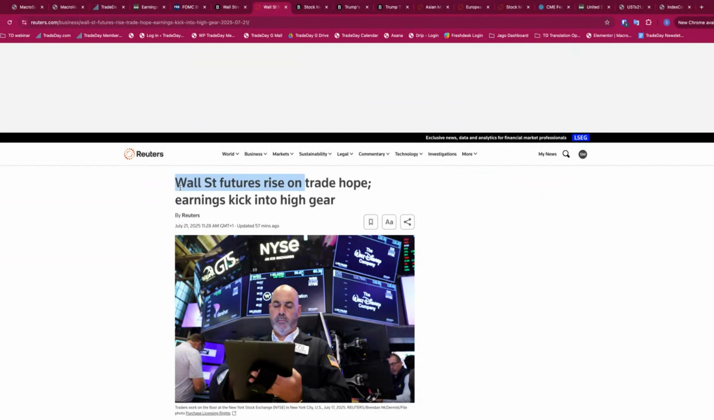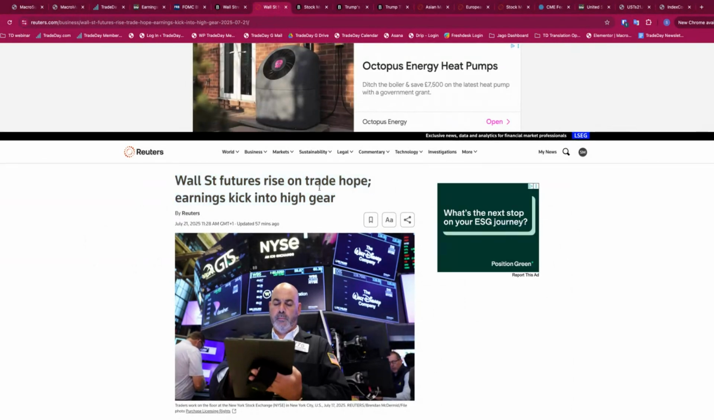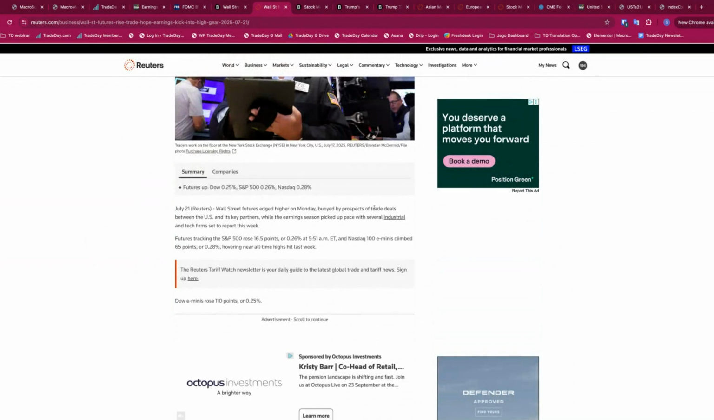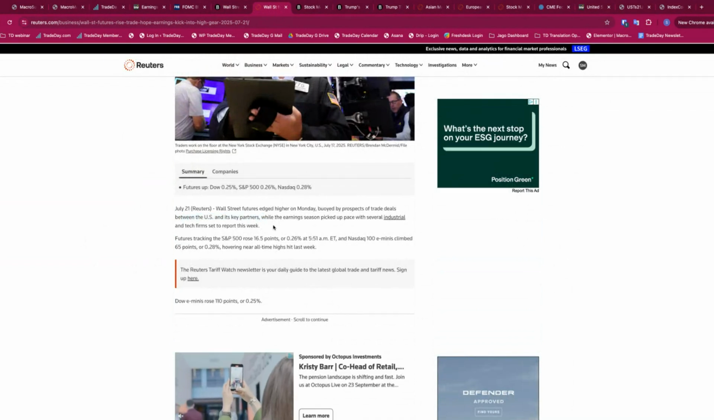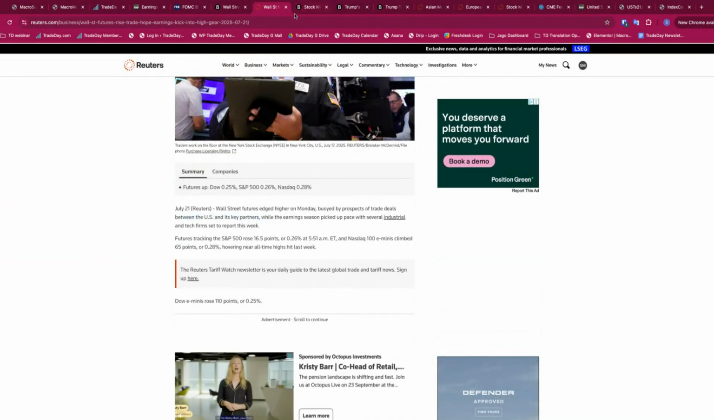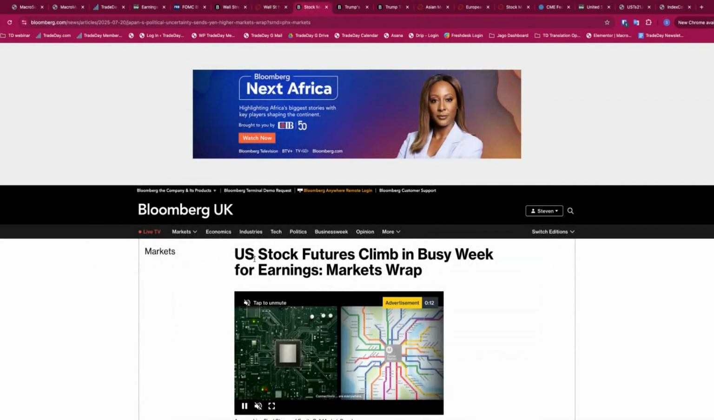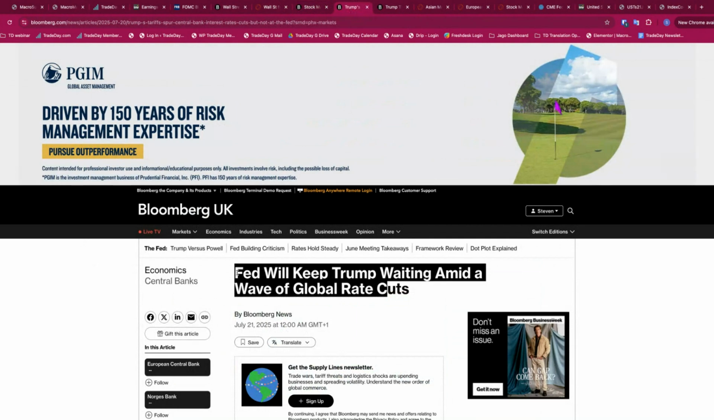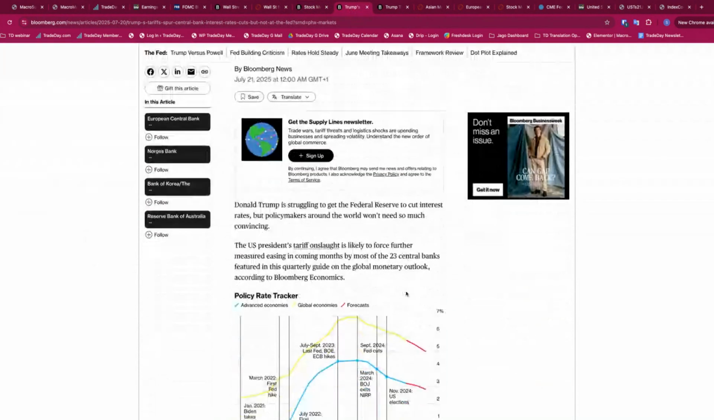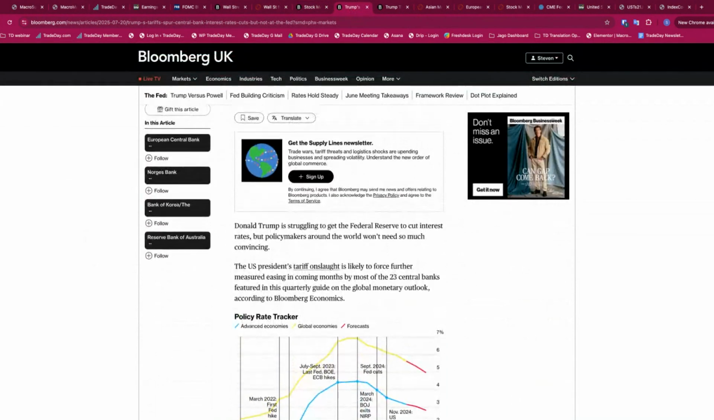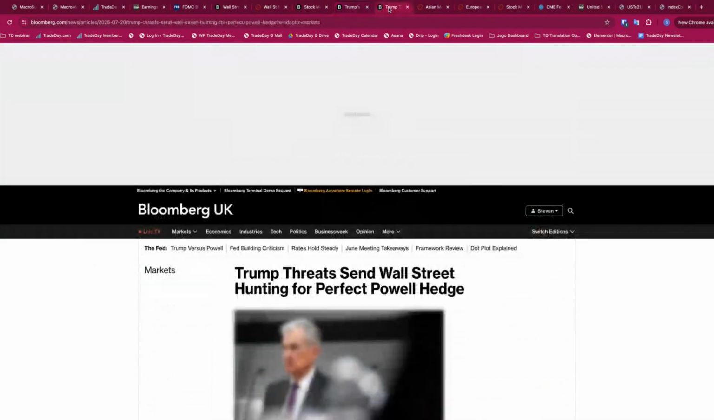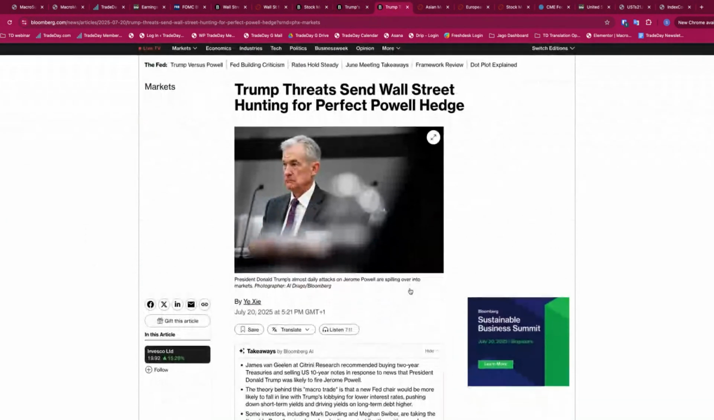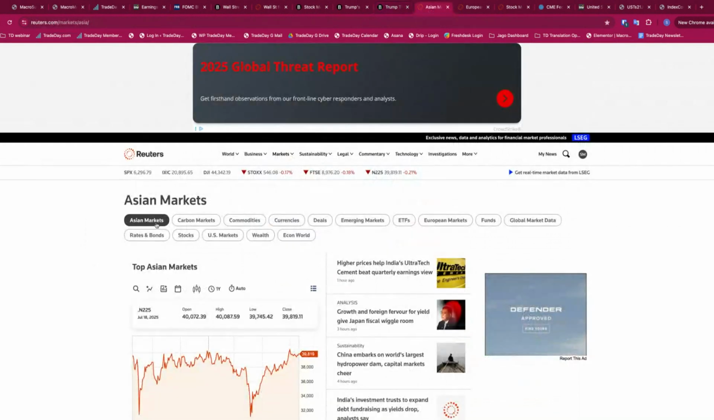Moving on, Wall Street futures actually higher this morning on trade hopes. Earnings kick into higher gear, out of Reuters: edge higher around the price of trade deals between the US and its key partners. So really talking about that focus potentially with the EU. US stock futures climbing, busy week for earnings. We've already covered that. Fed will keep Trump waiting amid a wave of global rate cuts. So despite rate cuts coming elsewhere, the Fed are in no rush to cut rates at the moment. And Trump threats send Wall Street hunting for a perfect power hedge. We've already discussed that. How does Wall Street play that one?